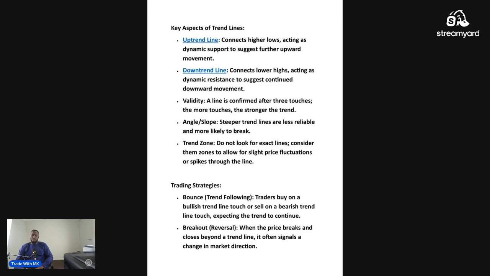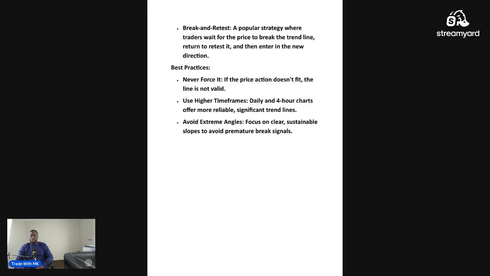Trading strategy, bounce trend following: traders buy on a bullish trendline touch or sell on a bearish trendline touch, expecting the trend to continue. Breakout reversal: when the price breaks and closes beyond a trendline, it often signals a change in market direction. Break and retest, a popular strategy, where traders wait for the price to break the trendline, return to retest it, and then enter in the new direction.